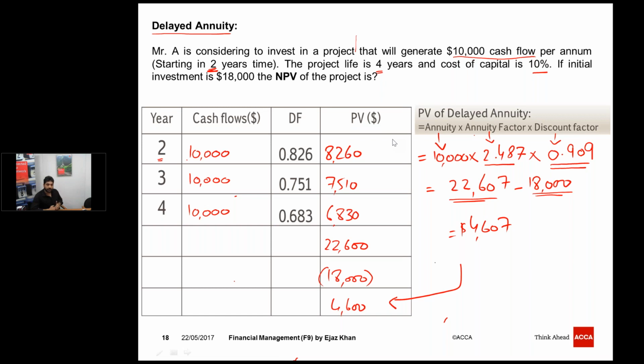Remember, the benchmark year is year 1. And all you have to do is see from which year in the question the cash flow is going to start.